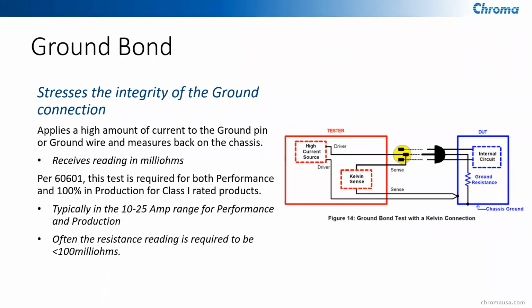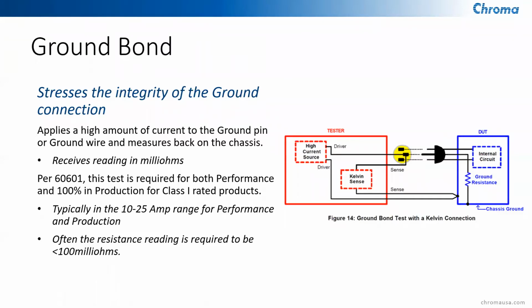First off is the ground bond test. This stresses the integrity of the ground connection. It will apply a high amount of current to the ground pin or ground wire of your device, and then it will measure back that electricity on the chassis of the device. So the reading is received in milliohms, and per 60601, this test is required for both performance and 100% in production for Class 1 products.